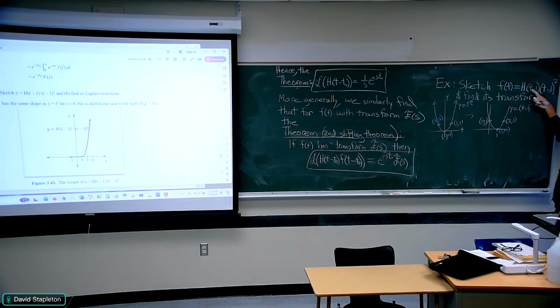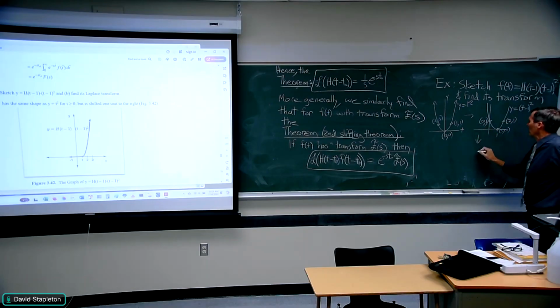Oh, but what happens when I multiply by h of t minus 1? That's equal to 0 for t less than 1, and 1 for t greater than or equal to 1. And so it just cuts off the left half of the parabola, multiplies this part for t less than 1 by 0, and you get a half parabola. And it's 0 down here. So this is the final graph.